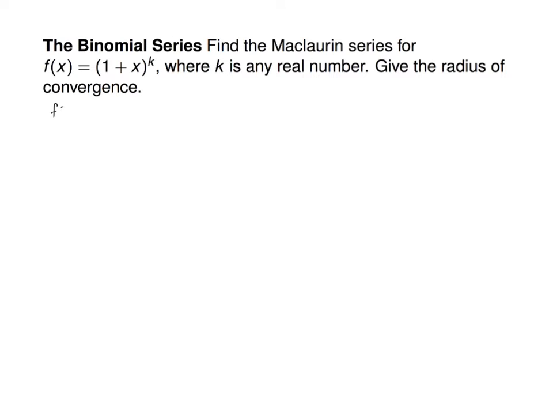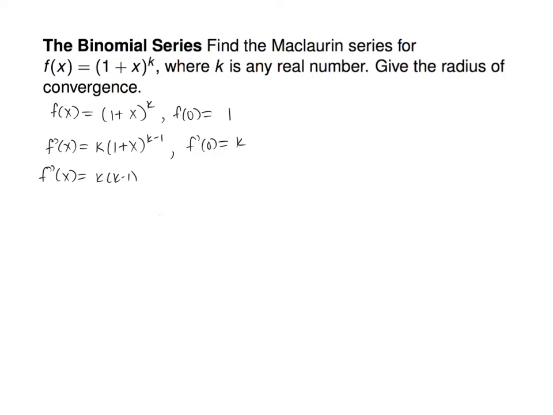So find some derivatives. f of x is 1 plus x to the k. Therefore f of 0 is just 1 to the k, or 1. f prime of x, just use your power rule, is k times 1 plus x to the k minus 1. So therefore f prime of 0 is k, because 1 to any power is still 1. The second derivative is k times k minus 1 times 1 plus x to the k minus 2, and the second derivative at 0 is k times k minus 1.